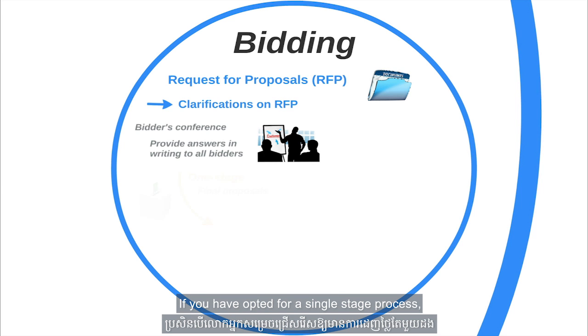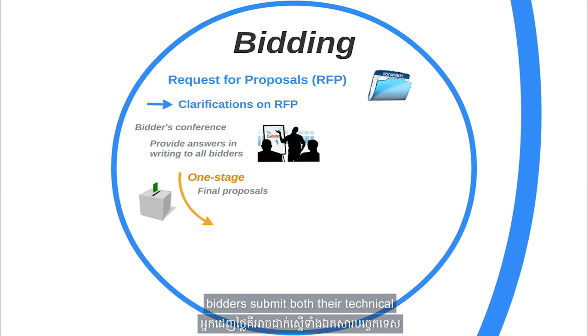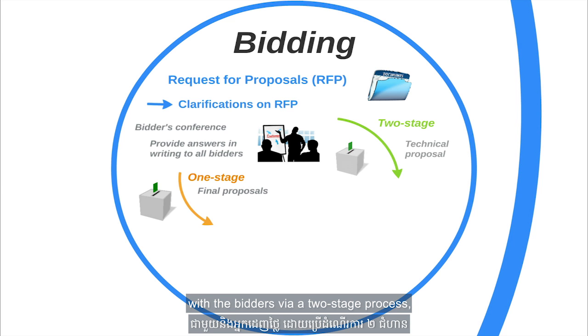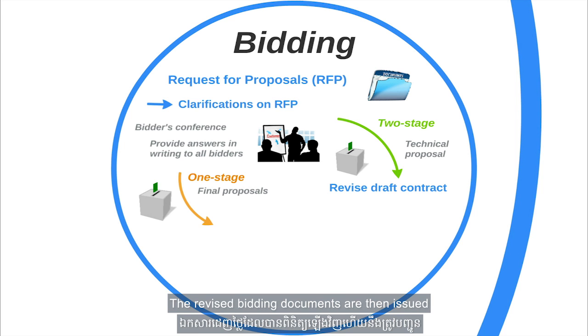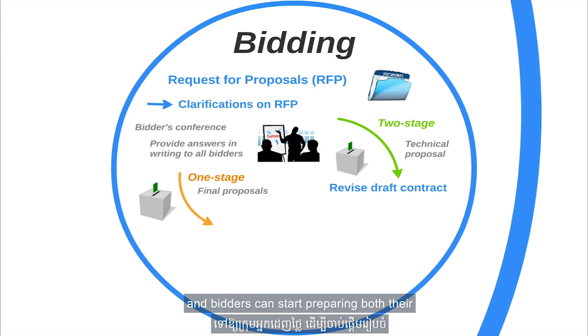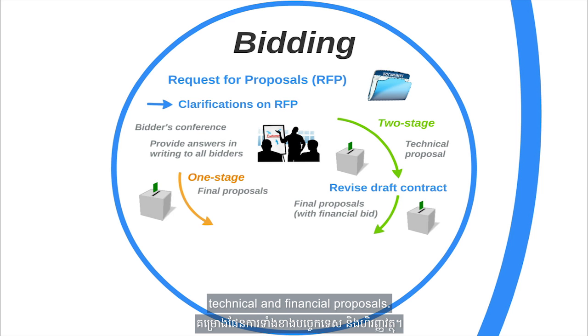If you have opted for a single-stage process, bidders submit both their technical and financial proposals simultaneously. If you have decided to allow more interaction with the bidders via a two-stage process, bidders submit technical proposals first. Parties can then discuss the proposals and potentially amend the bidding documents. The revised bidding documents are then issued and bidders can start preparing both their technical and financial proposals.